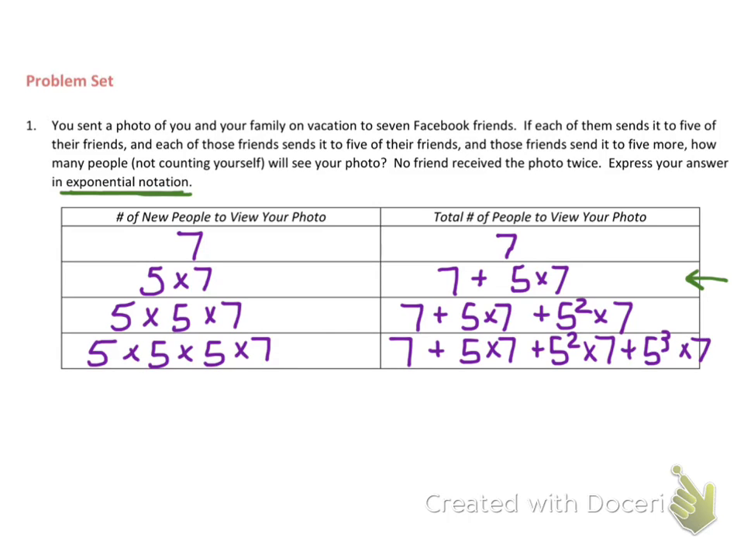All right, so then in the next level, these people, these 5 times 5 times 7, they all sent it on to 5 of their friends. So now it's 5 times 5 times 5 times 7. So there's our 5 to the 3rd power, or 5 cubed, and that's this part that we added to the expression right over here. So this part all stayed the same from this step. Okay, so we've got this expression. We have expressed it with exponents, so we could say we've put it in exponential notation.